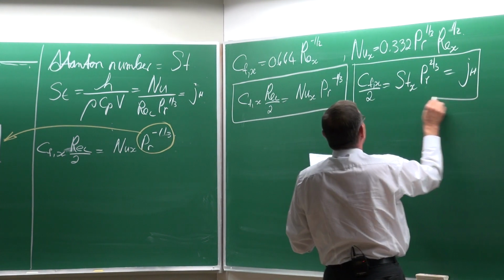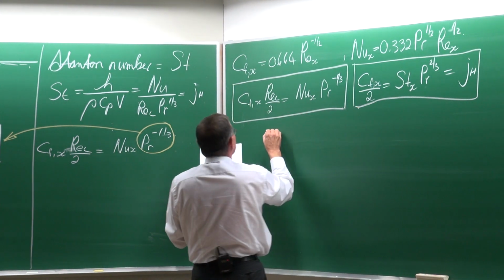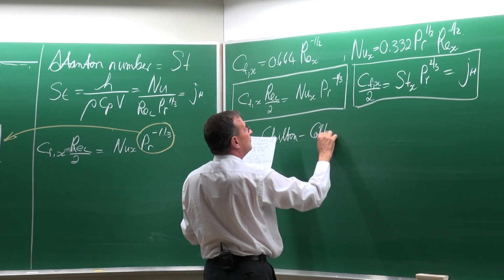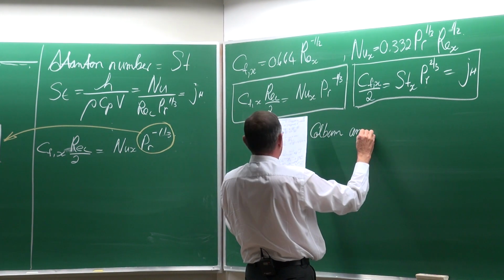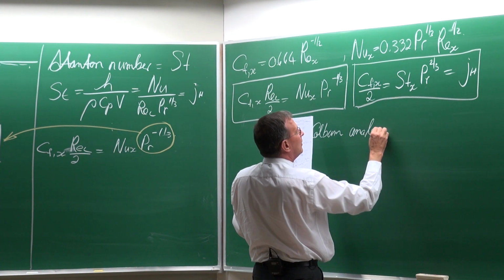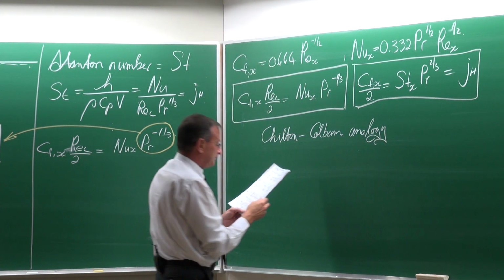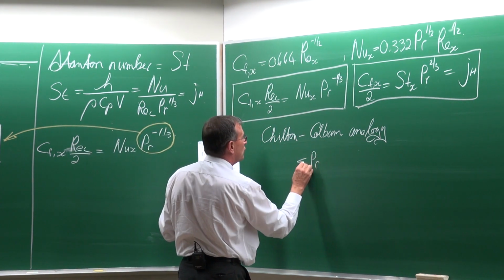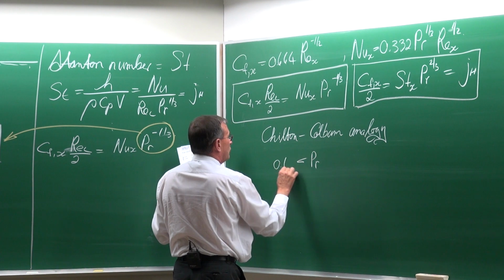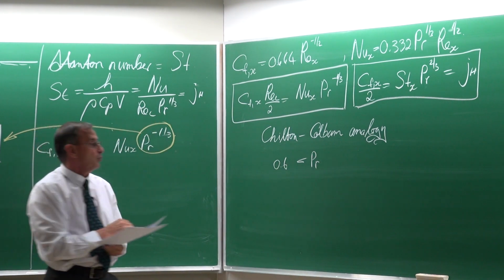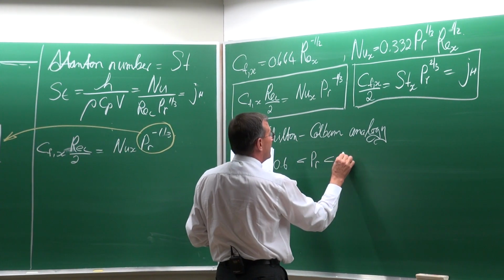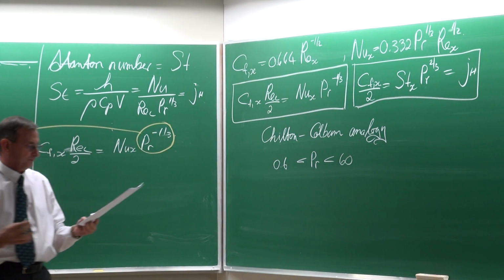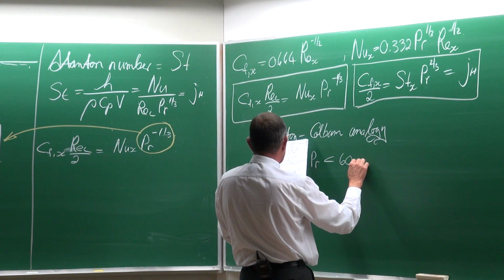And these two equations are now called the Chilton-Colburn analogy. They are valid for a wider range of Prandtl numbers, which includes values larger than 0.6 and smaller than 60. And that actually includes most fluids and all gases.